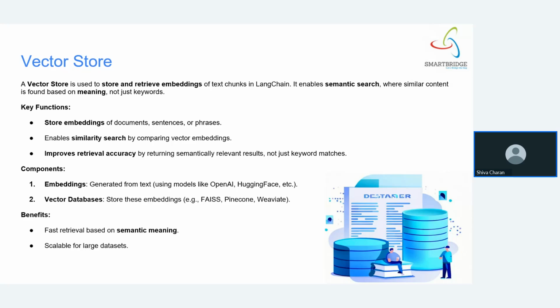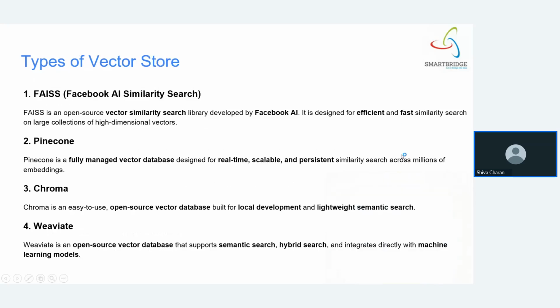Okay, what are the benefits of this vector store, vector database? The first main benefit is fast retrieval based on the semantic meaning. It will return relevant semantic results only, and it is suitable and scalable for large data sets. So I hope everyone knows about this vector store and vector database. If you want me to explain, I'll give a good brief about it. If not, I'll just proceed. Okay, these are just the types of vector stores.